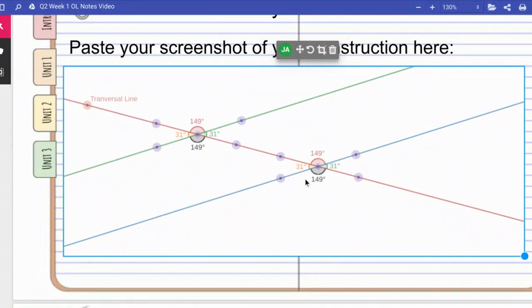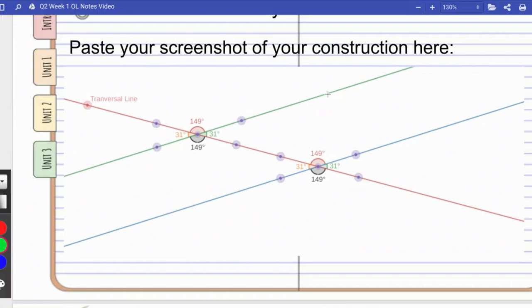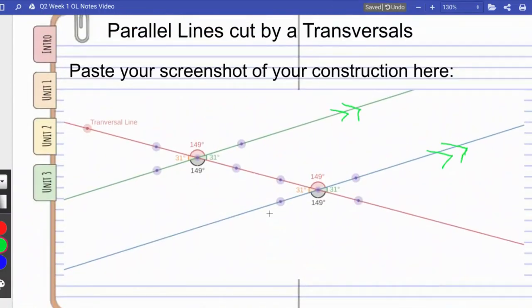Now, yesterday we talked about, hey, if we have lines that are cut by a transversal, we have different types of angle pairs. But if those two lines that are cut by the transversal end up being parallel to each other, put that extra arrow on there, that means parallel. Then what that means is that certain angle pairs are going to end up either being congruent or supplementary.